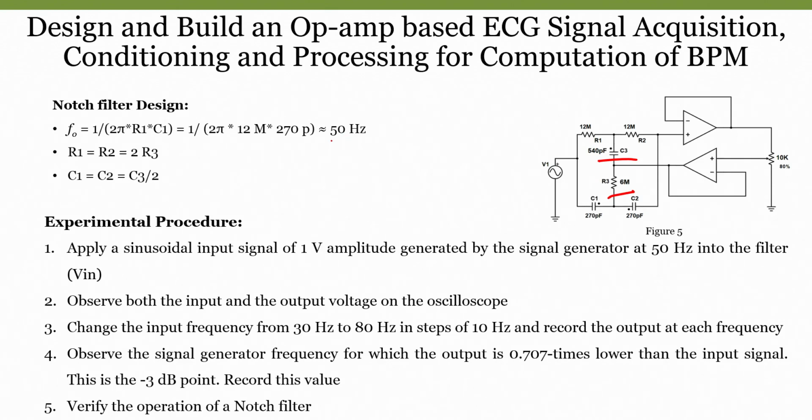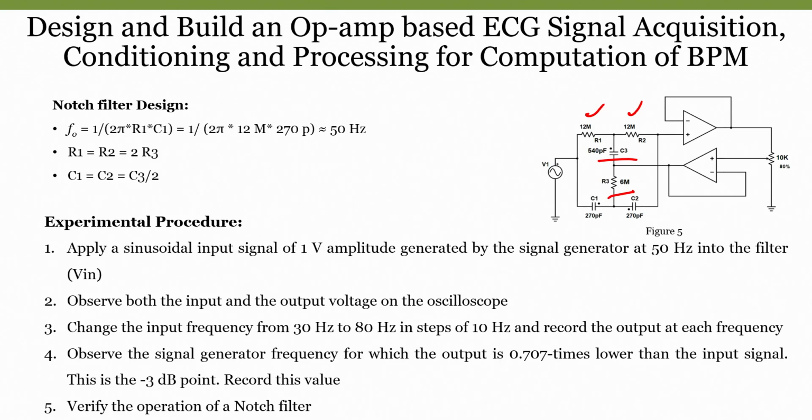Since our interest is completely on elimination of the 50 Hz signal, we calculate our cutoff frequency, and the way to calculate it is 1 over 2 pi R1 C1. When we substitute the values of the capacitor and resistor, we get approximately 50 Hz. The selection of R1, R2, R3 should be such that R1 and R2 are the same. I kept R1 and R2 the same, as well as C1 and C2 the same.